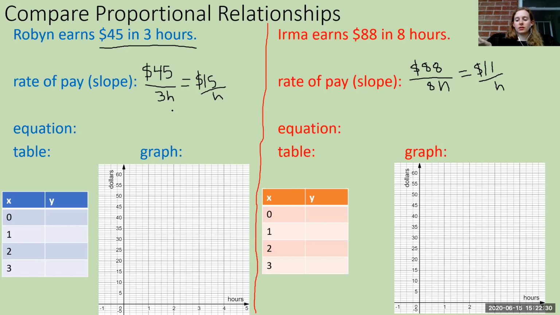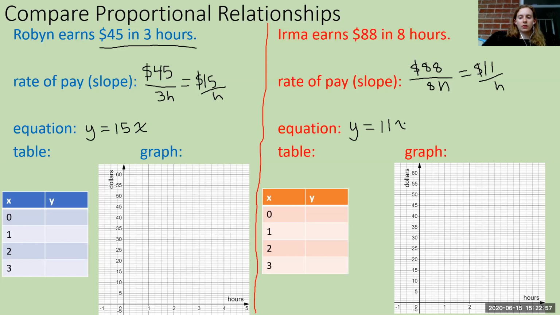Now let's write an equation that describes the situation for both of them. Well, for Robin, we've already seen this equation, right? Her total earnings are going to be equal to $15 an hour times the number of hours that she works. For Irma, Irma's total earnings are going to be equal to $11 an hour times the number of hours that she works.